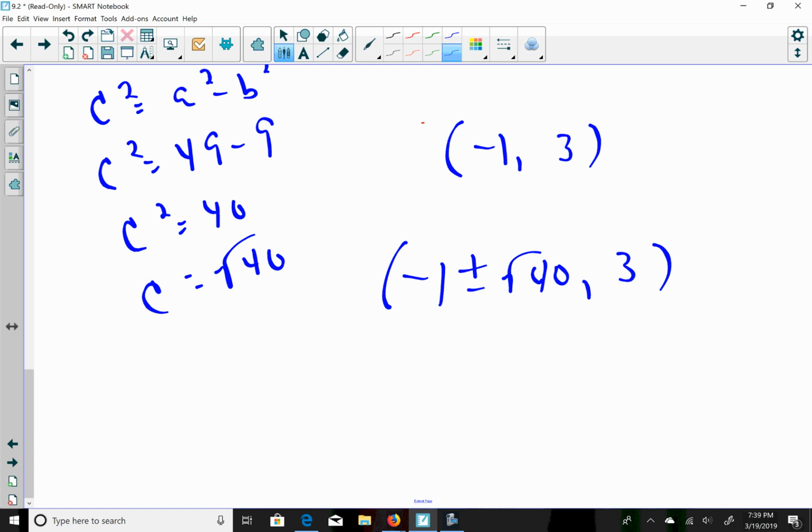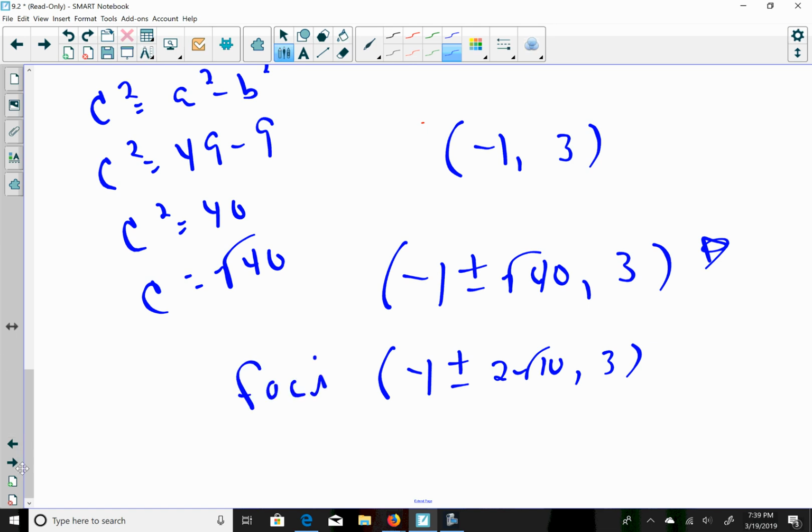And I can leave it like that because I cannot combine it. I can simplify the square root of 40, but I can't combine the negative 1 with the square root of 40, so I can leave it like that. For those of you who like simplifying radicals, you would have -1 plus or minus 2 times the square root of 10, 3. But again, this is perfectly fine if you leave it as square root of 40. So that is my foci.